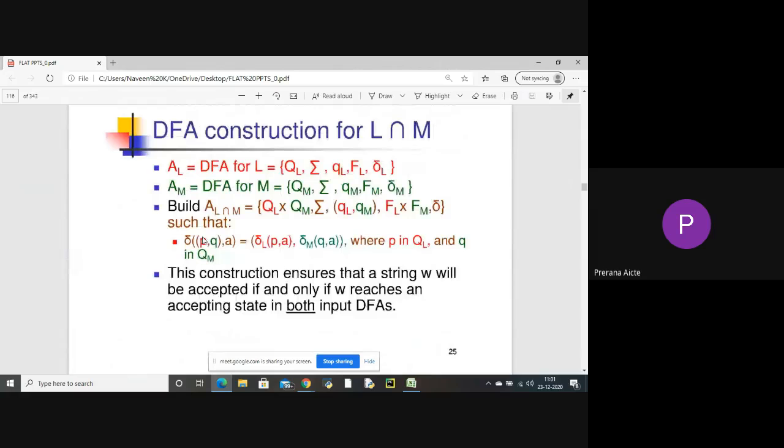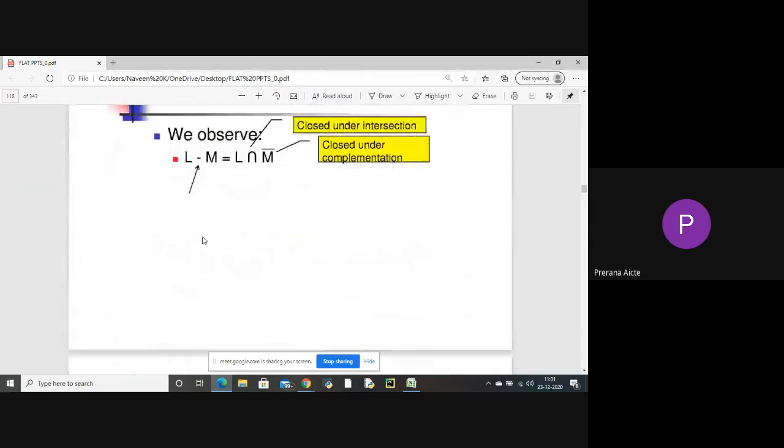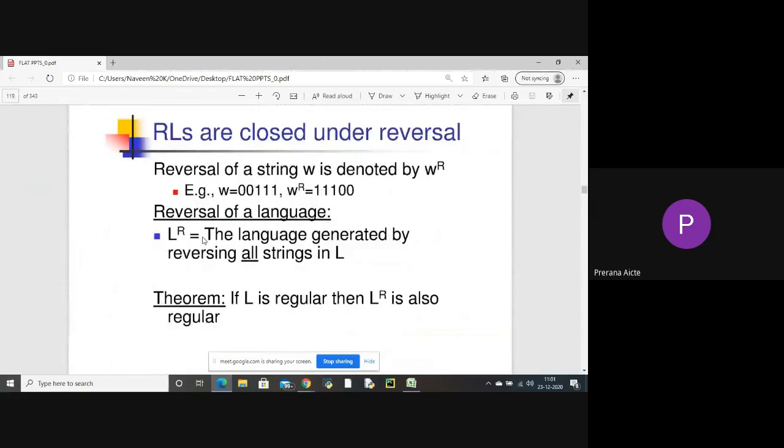For your GATE exam, there is no need to learn about the proofs of these closure properties of regular languages. Okay.